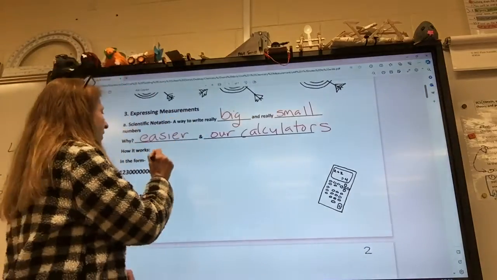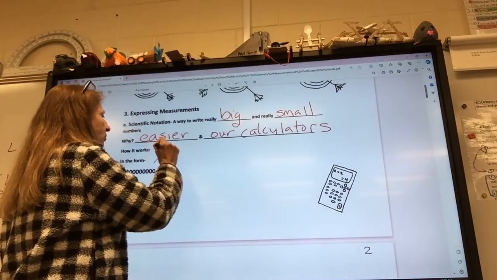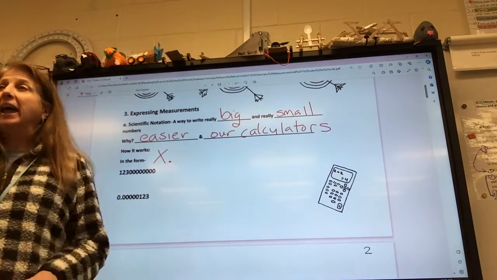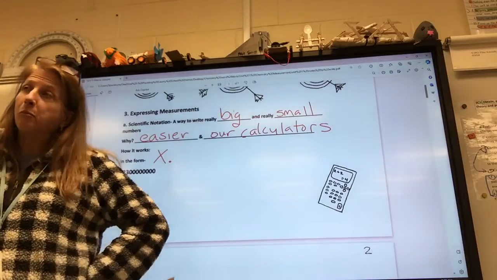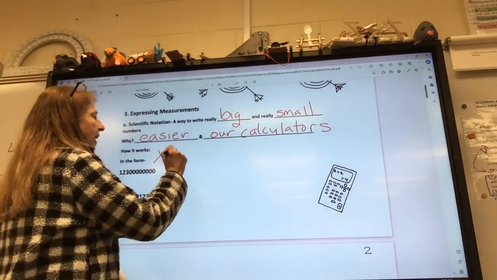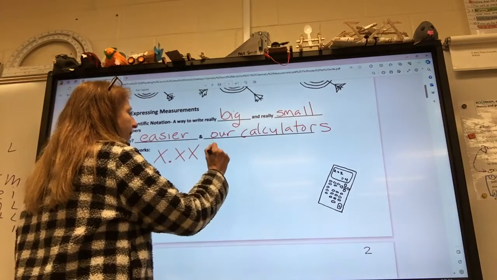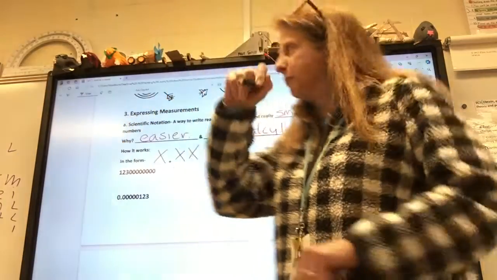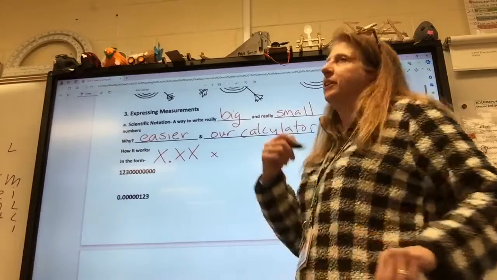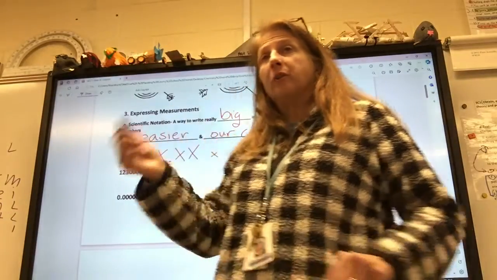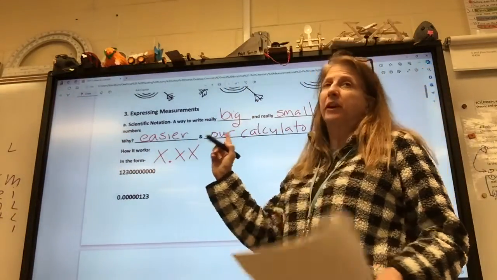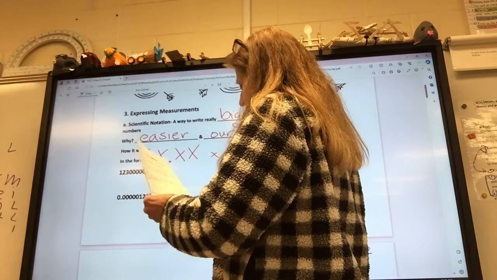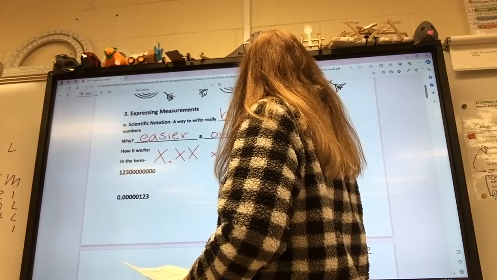The proper way to write a number in scientific notation is you write one non-zero number shown by X, just like in math class. And then any other non-zero numbers, and then times. And I know normally in high school we don't use X for times anymore. We use a dot or parentheses or a number next to a letter. But in this, we use an X times the number 10 to an exponent. And I'm going to put EXP for exponent.